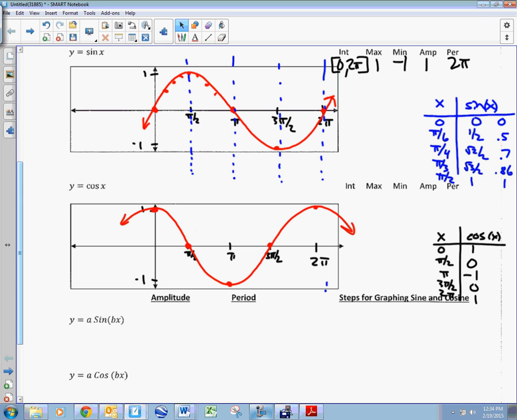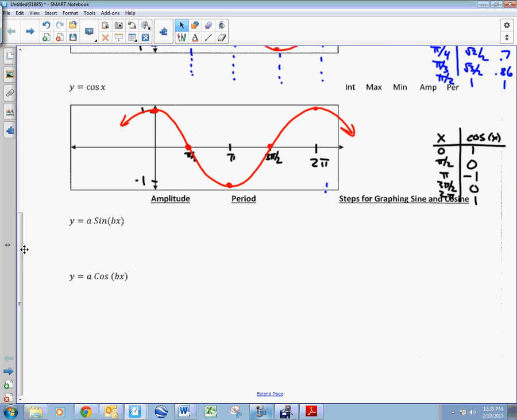Watch this. Oh, I wait for this every year. Oh, see? It's right over the other graph, doesn't it? It's the identical graph. It's just shifted. Just shifted pi over 2 units. That's it. Okay? Same graphs, just shifted. So I'm going to put it back down. And now we'll draw some inferences.